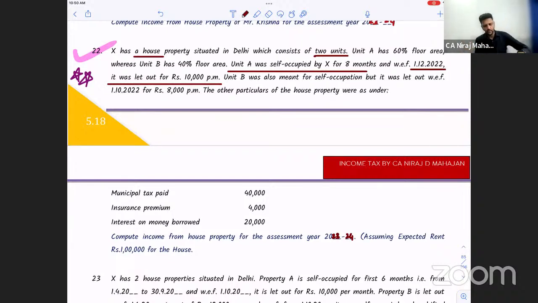The only difference is that we have to apportion between unit A and unit B because the actual rent is different. Clear? Remaining all of the things will be exactly the same. No difference. Okay, everybody? I hope all of you understood.